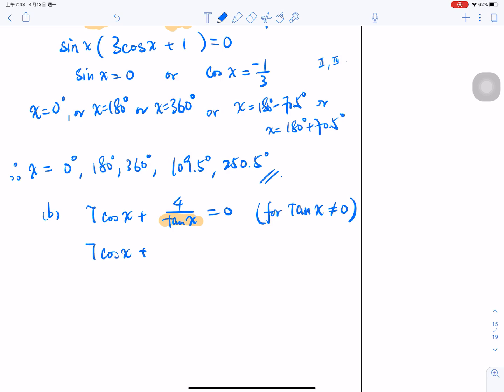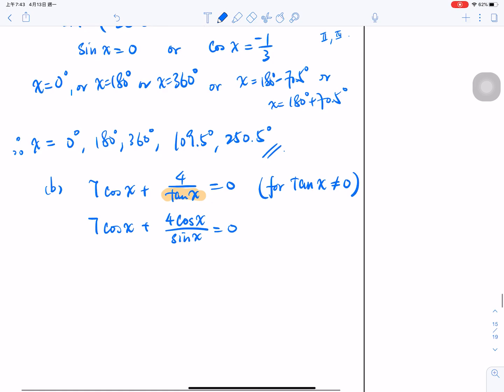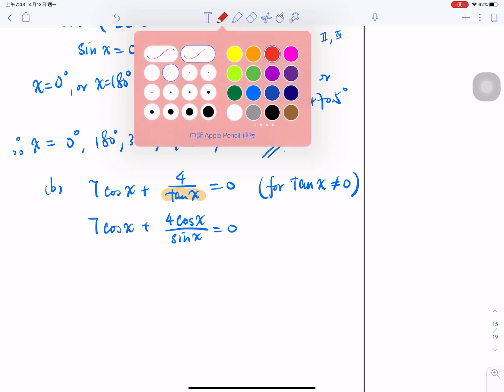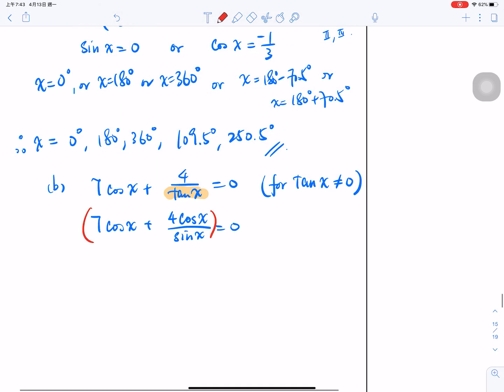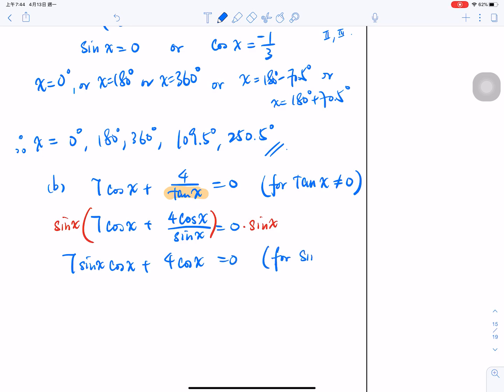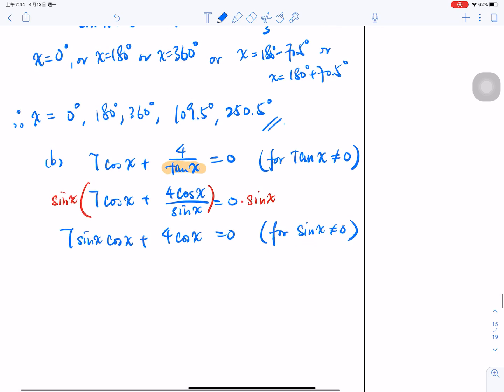Tangent x can be rewritten as sine x over cosine x. That means here the reciprocal, so cosine x over sine x. Again, multiply both sides by sine x. Yeah, correct. And that means here 7 sine x cosine x plus 4 cosine x equals 0. And remember, sine x not equal to 0 also.